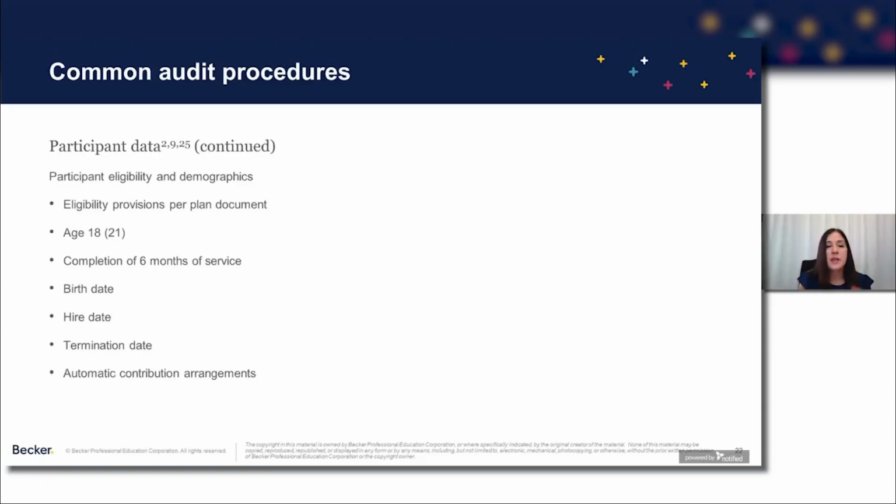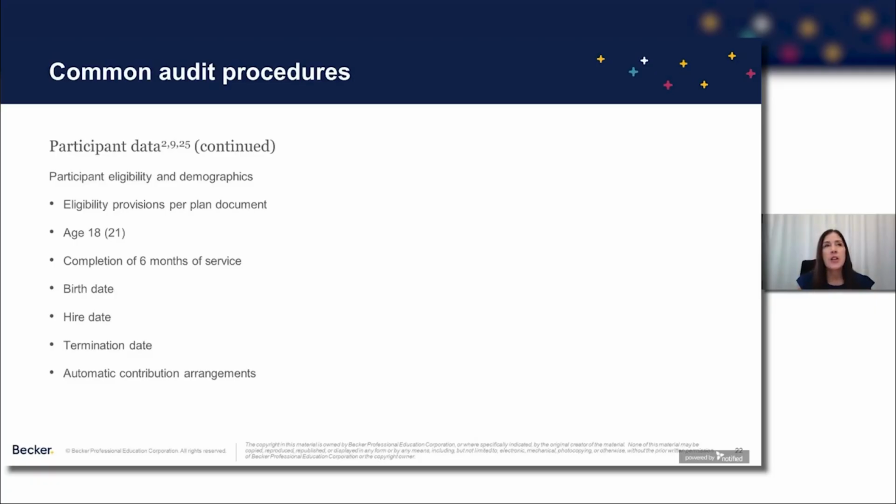So with our participant data, the eligibility requirements are going to be different from one plan to the next. Some plans may require the employees to reach age 18 or age 21 before they're eligible. They may have to complete a specified period of service, whether it's 30 days, 6 months, or even a year. And birth date and hire date, even termination dates, we're going to have to examine proof of this information. And some plans may even have automatic enrollment features and automatic contribution arrangements now.